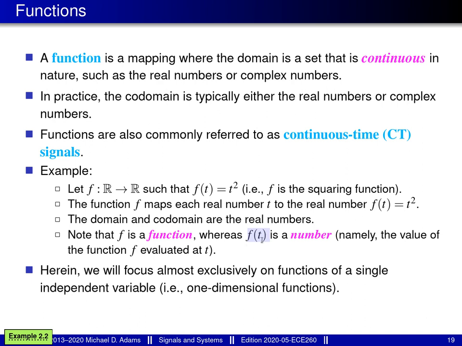Because with this expression here, what you're doing is taking the function f and evaluating it at point t, where t is a placeholder for some number. T is just a number, right? T is a variable that represents a number. So you're giving the number t to the function f, and it's going to spit out another number. So f of t represents a number.